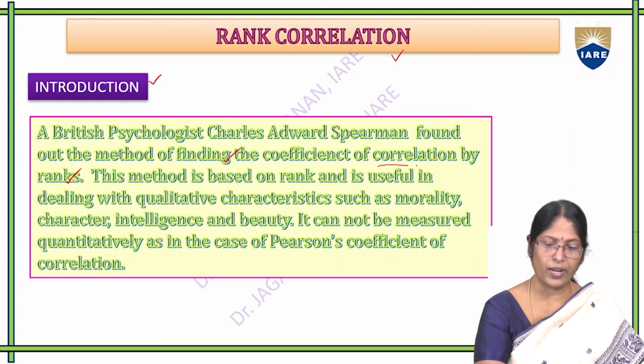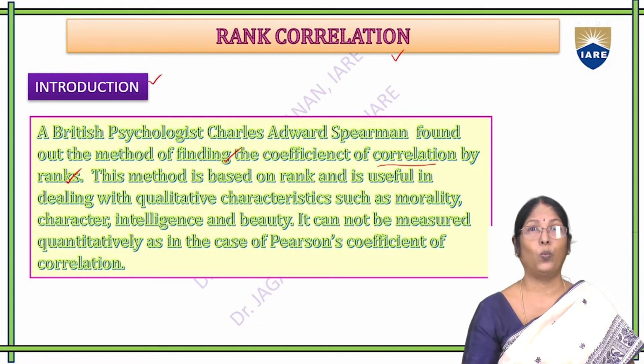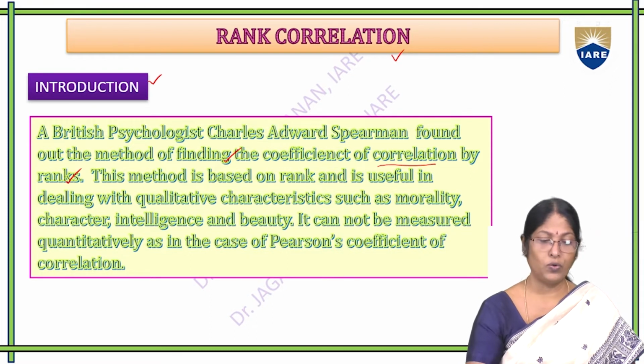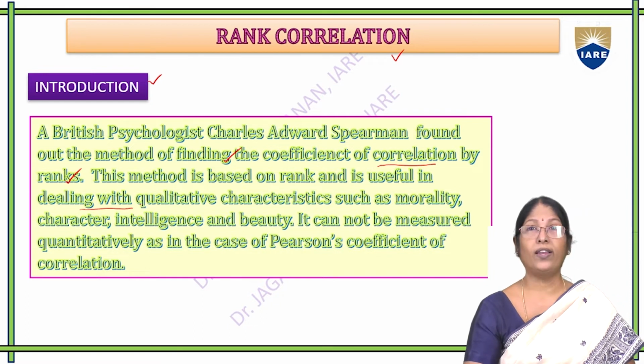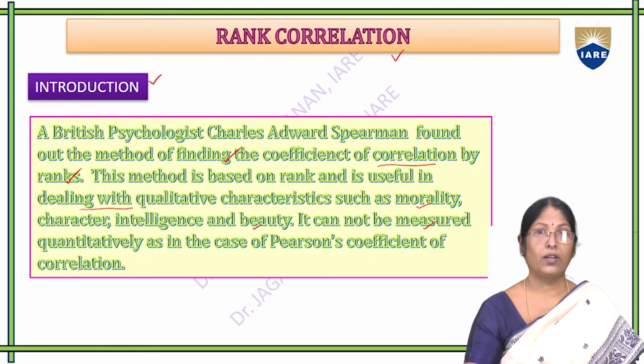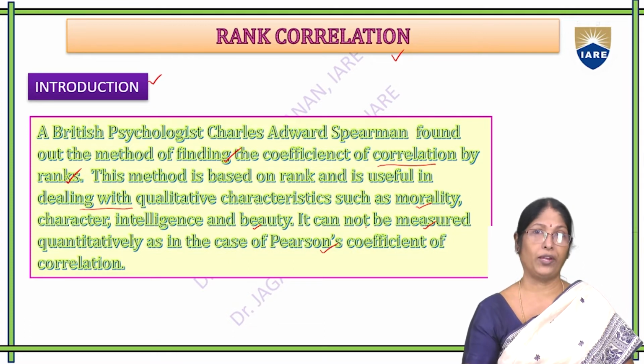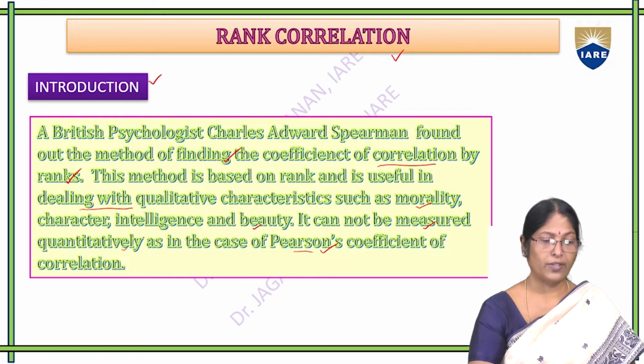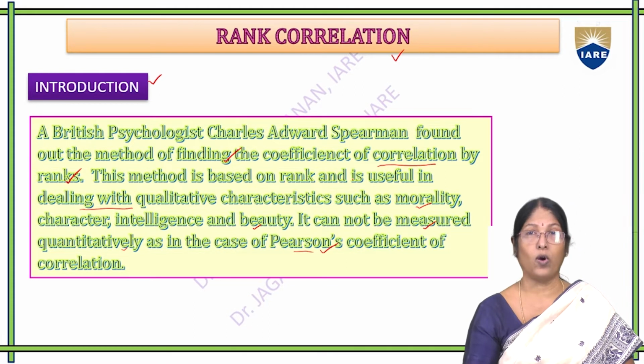We know what correlation is: a relationship between variables. This method, which is based on rank, is useful in dealing with qualitative characteristics such as morality, character, intelligence, and beauty. It cannot be measured quantitatively as in the case of Pearson's coefficient of correlation. Pearson's coefficient of correlation is based on quantity, whereas Spearman correlation is based on quality.